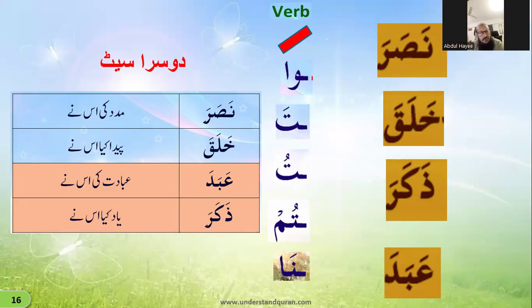No, you have to join the verb with these signs. You have to memorize this sign. They should be embedded in your brain. Wa, ta, tu, tum, na, and attach all the verbs. Either it is fa'ala, fataha, ja'ala, or it is nasara, khalaqa, abada, zakara.